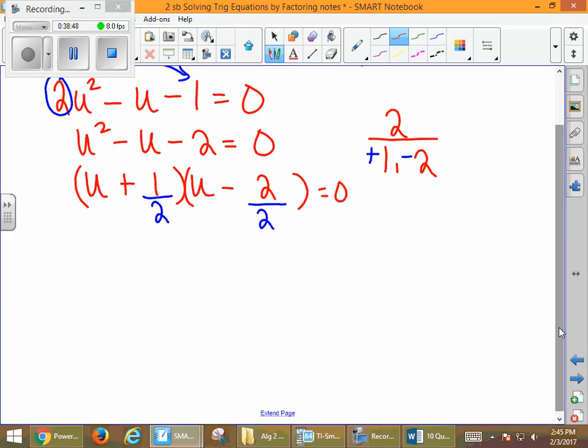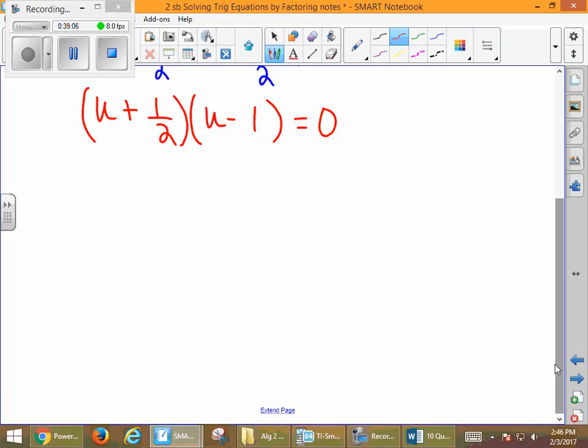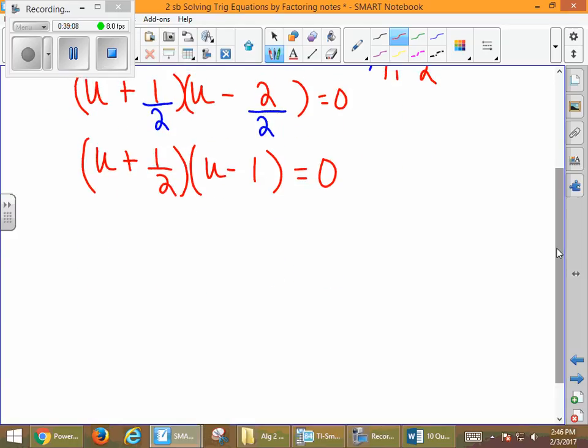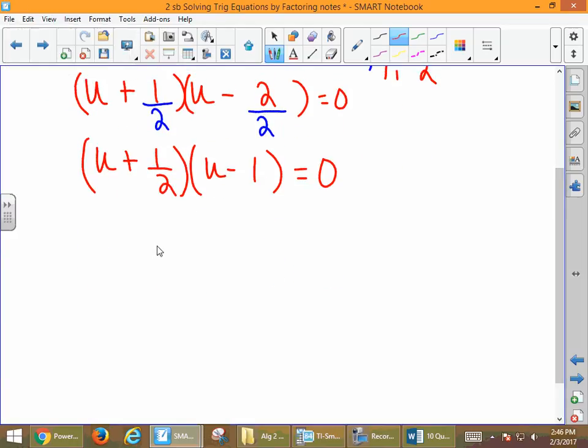So we're going to simplify this a little bit more. u plus 1/2 can't be simplified. And then u minus 2 over 2 is the same thing as u minus 1. And in fact, I'm not even going to do the bottoms up here because it's not going to make any difference in the end when we go ahead to solve this. So we're going to take u plus 1/2 and set it equal to 0. And we're going to take u minus 1 and set it equal to 0.